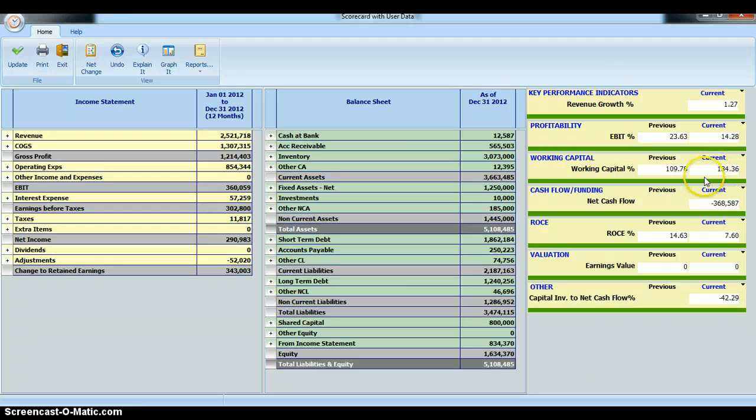But the really big problem for this business is this one, this negative $368,000 of cash flow. There's the mystery. This is the crux of the matter. This is that question that comes up. If I made a profit, and you can see I made a profit, where the heck did the cash go? Here it is. We lost $368,000 in cash.